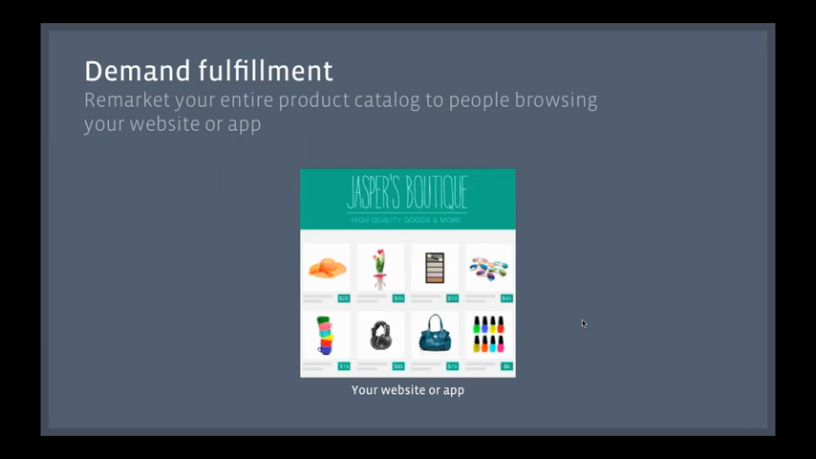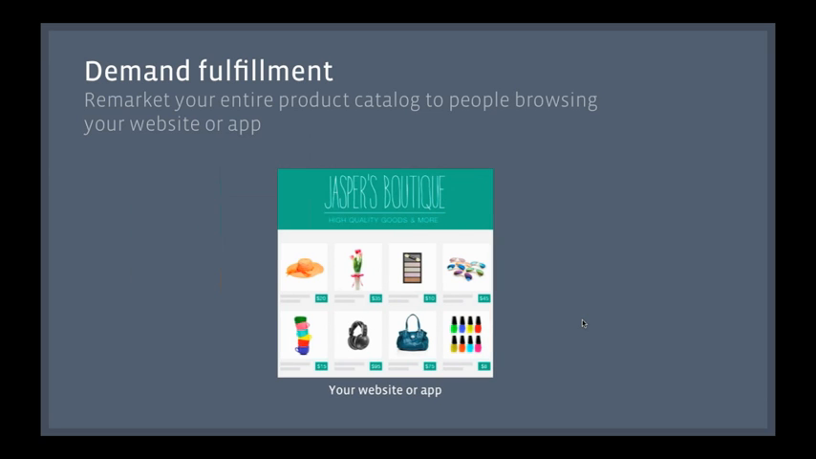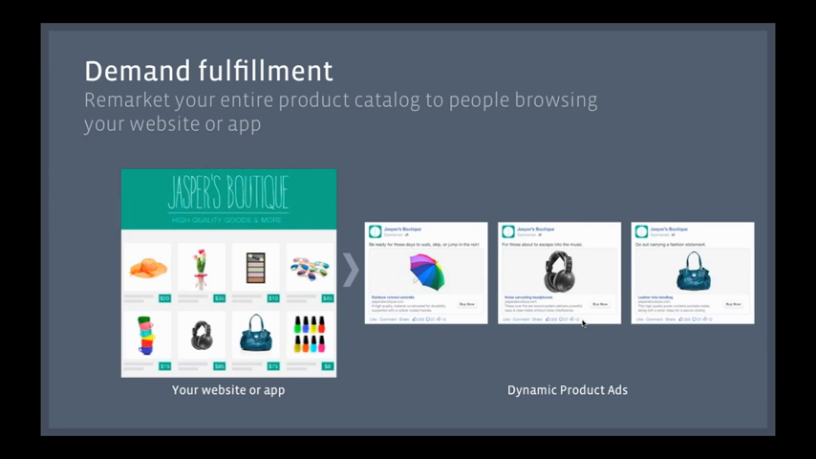Moving on to demand fulfillment. Dynamic product ads, it's not anything super new, but it's something that the industry has been asking of us for a long time. So it basically allows you to upload your product catalog to Facebook and then to remarket using that product catalog to people who are browsing your website or app.